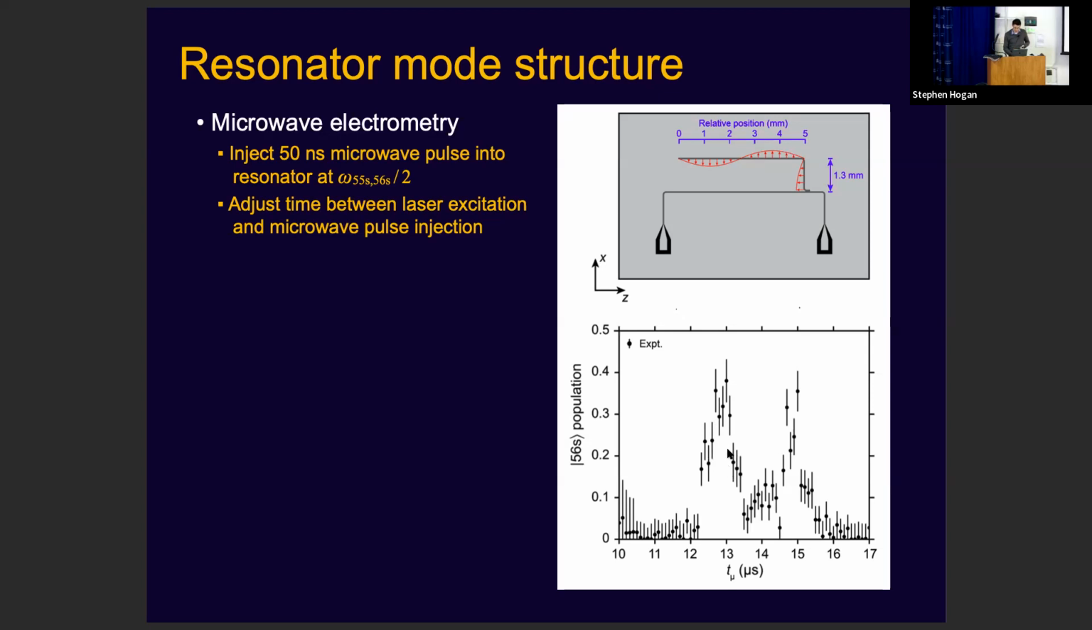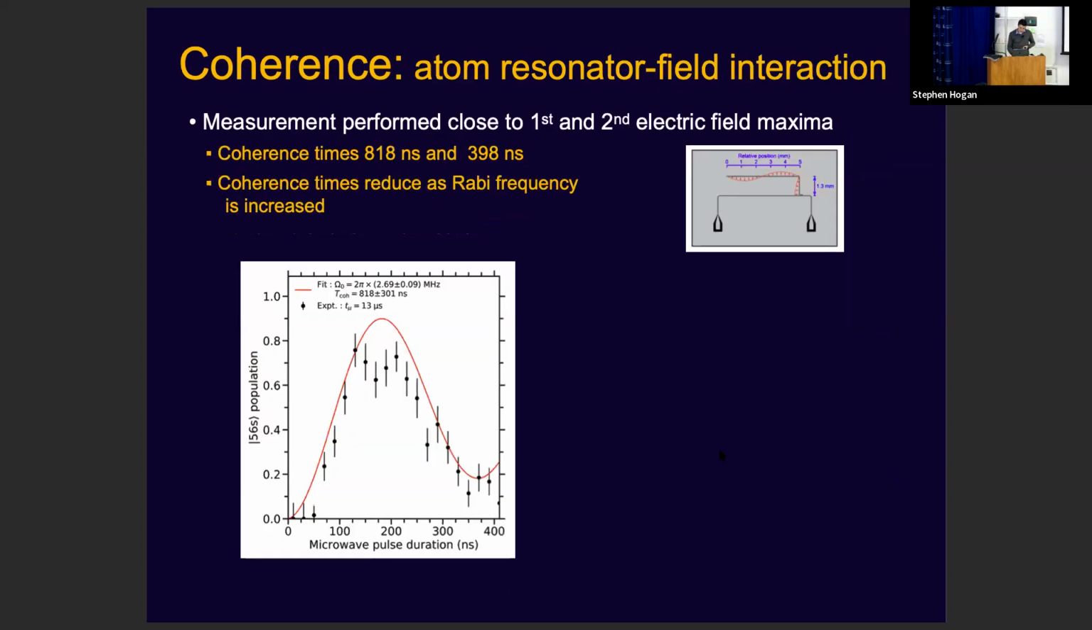So we try to apply pulses when the atoms are in one or the other of these field strength maxima. We want to look at the coherence of the interaction of the atoms with the resonator field. To do that, when the atoms are at some position in this first field maximum, we inject a pulse of microwaves, and we just change the length of this pulse, and we can then measure Rabi oscillations. So this is the population of the upper Rydberg state as a function of the duration of the microwave pulse that we inject into the resonator.